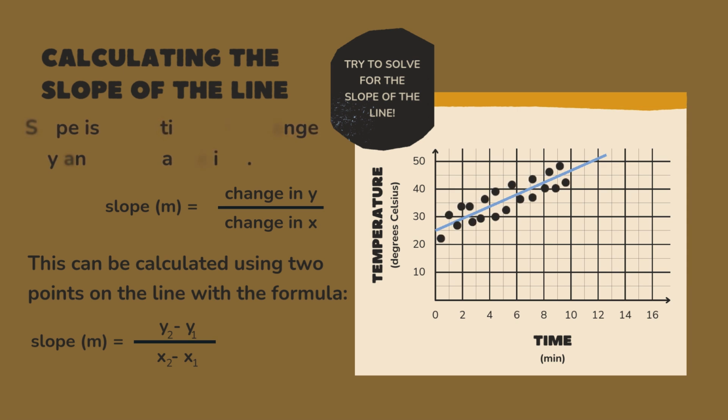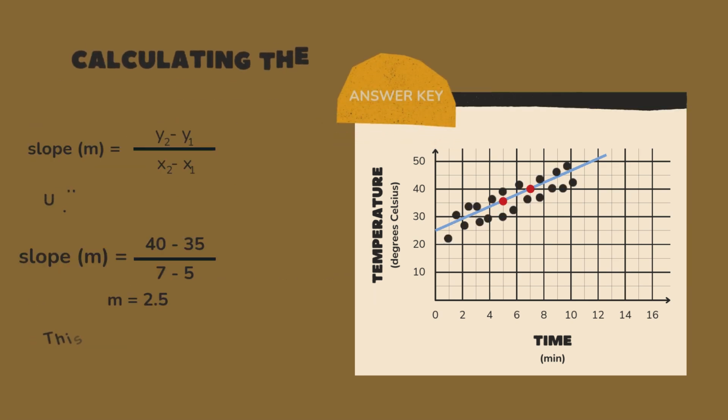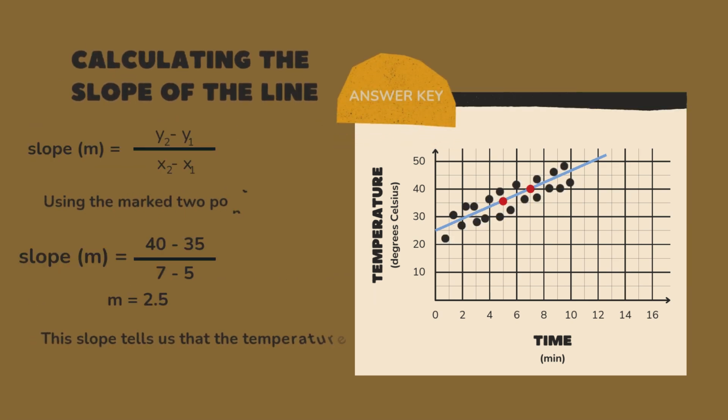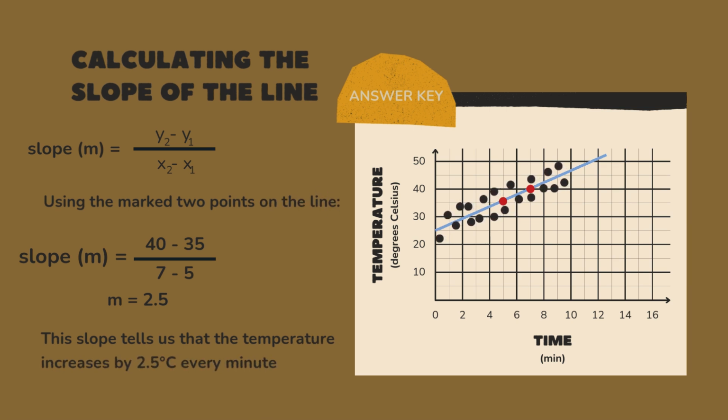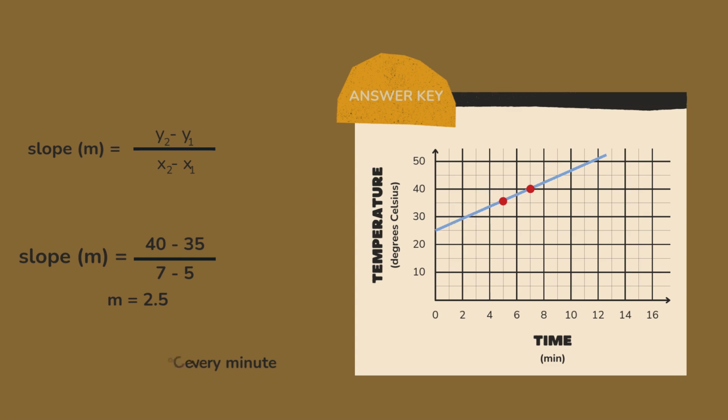Here is the formula: slope m is the change in y divided by the change in x. So this can be calculated using 2 points on the line with the formula: slope m equals y2 minus y1 divided by x2 minus x1. So calculating the slope of the line, if you know the formula, then you can find it.